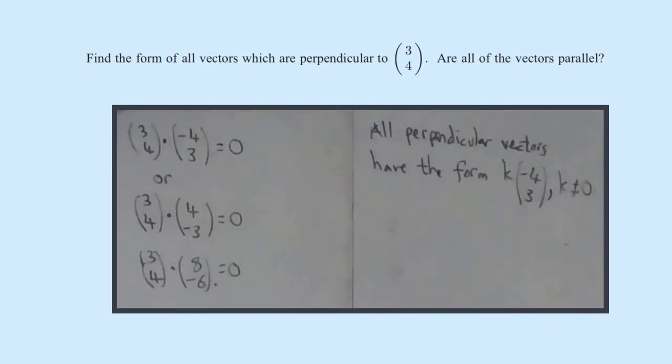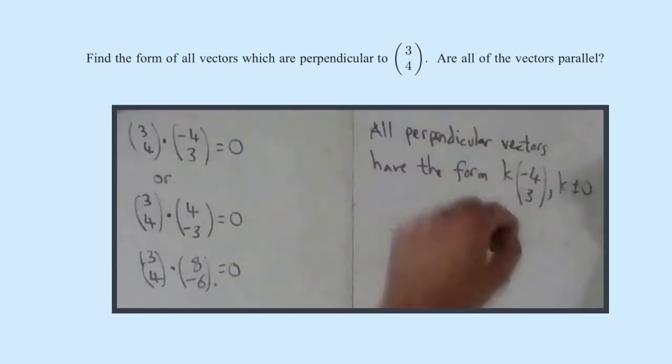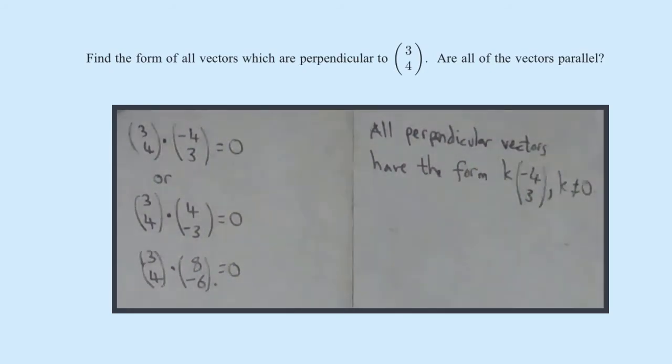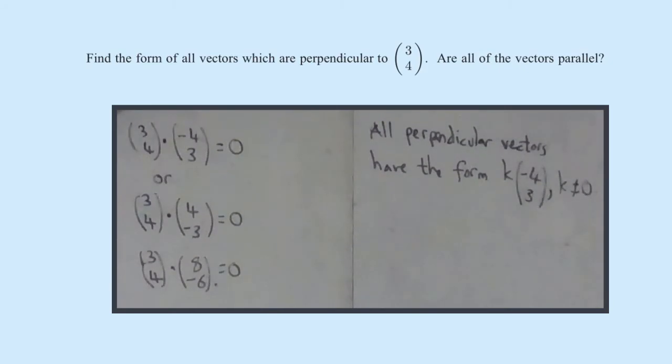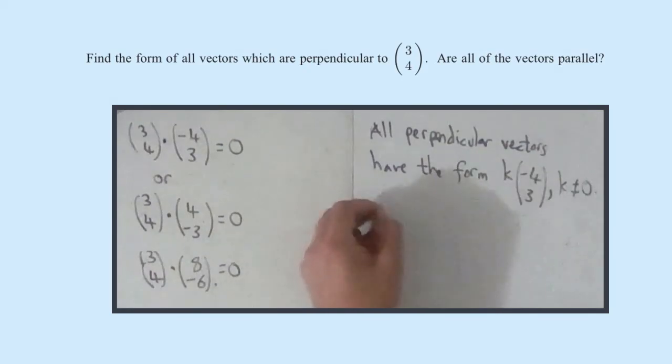The other question: are all of these vectors parallel? Well, yes, they are, because when you multiply a vector, e.g. (-4, 3), by a scalar, that just makes it longer. It can change the direction if you multiply by a negative, but it basically makes it longer. So if k was 2, this vector would be parallel, but twice as long. If k was -1, it would be parallel, but it would go backwards. All of these vectors are parallel.